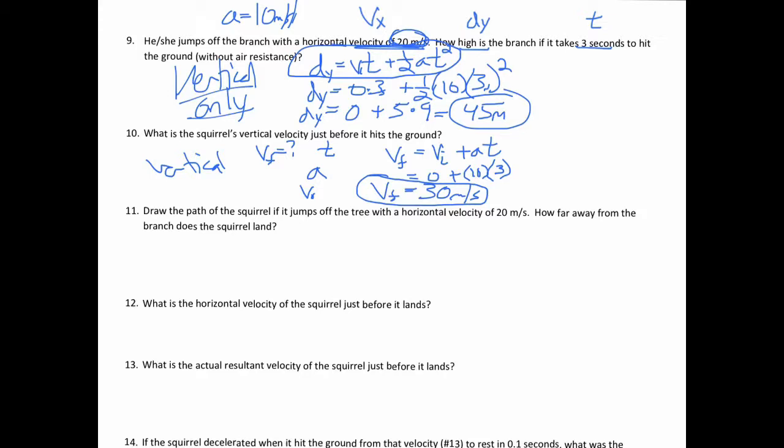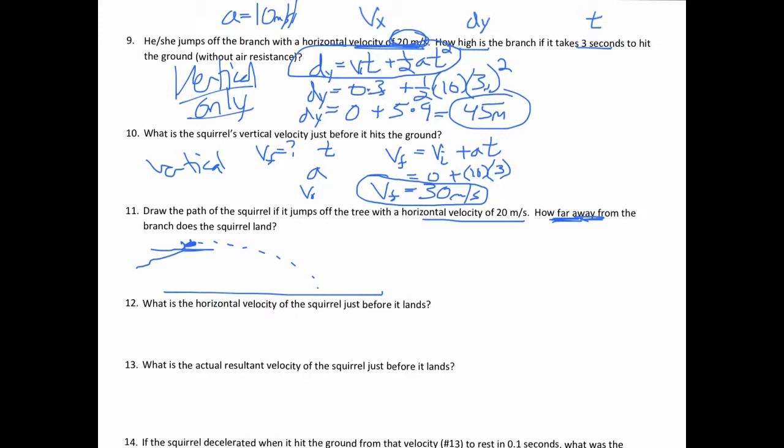Alright, number 11. Draw the path of the squirrel if it jumps off the tree with a horizontal velocity of 20 meters per second. How far away from the branch does the squirrel land? Alright, so if there's my branch, and I'm going to simplify the squirrel. There's my squirrel there. And it jumps. Alright, it's going to land a little ways away. So it's falling 45 meters. It's going to jump out. Probably not to scale, but that's okay.